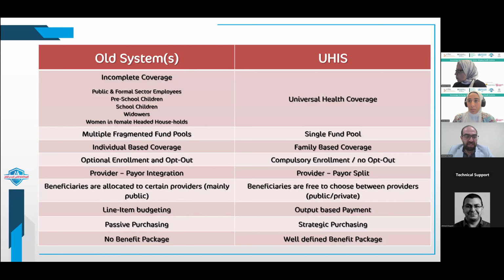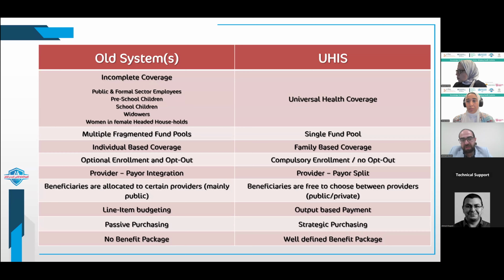So basically, this is just a quick comparison between the universal health insurance and the old system. So in the old system, we had incomplete coverage that ranged to about 60% of the population. Coverage was guaranteed for specific population groups, like the public and formal sector employees, preschool children, school children, widowers of public sector and formal sector employees, as well as women in female-headed households. While in the universal health insurance scheme, we promise coverage for the entire population.